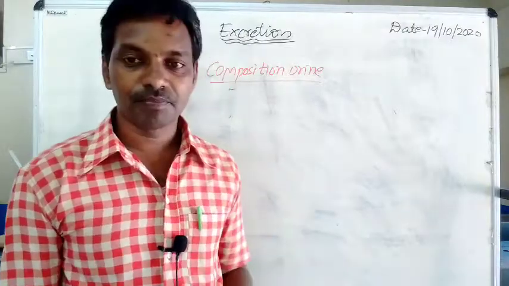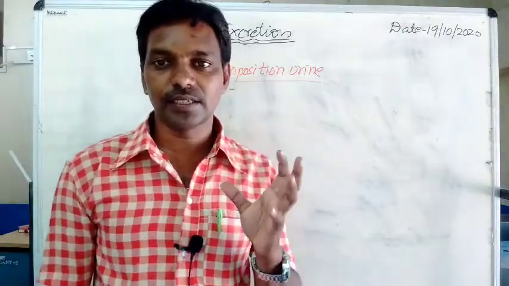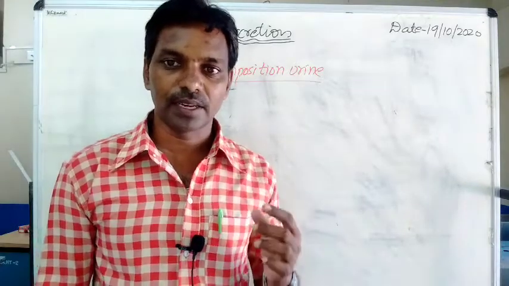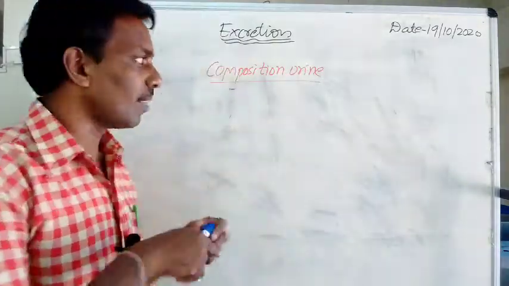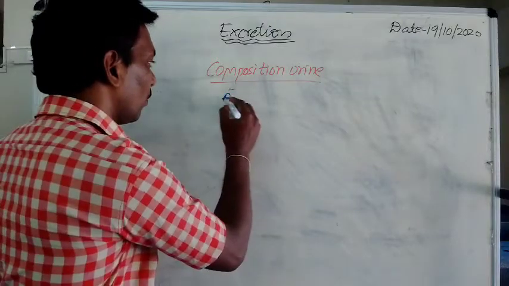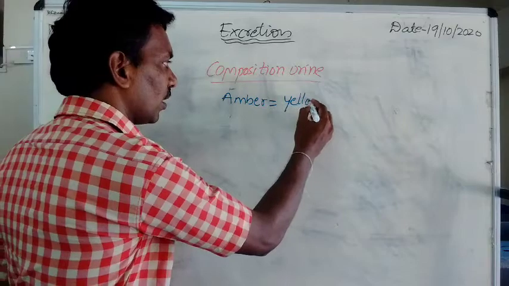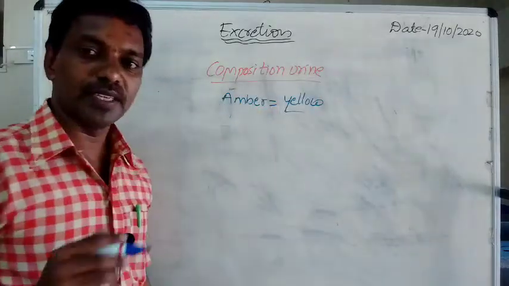So here urine is amber in color. What is amber color? Amber means yellow. Urine is in yellow color.